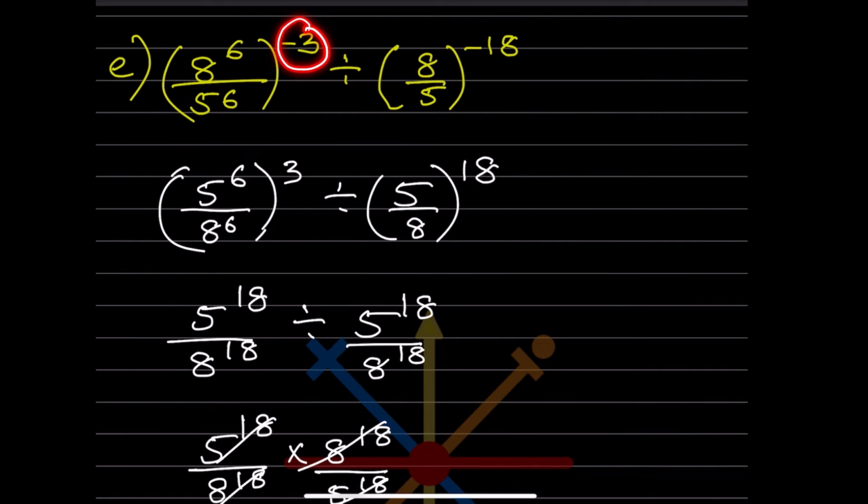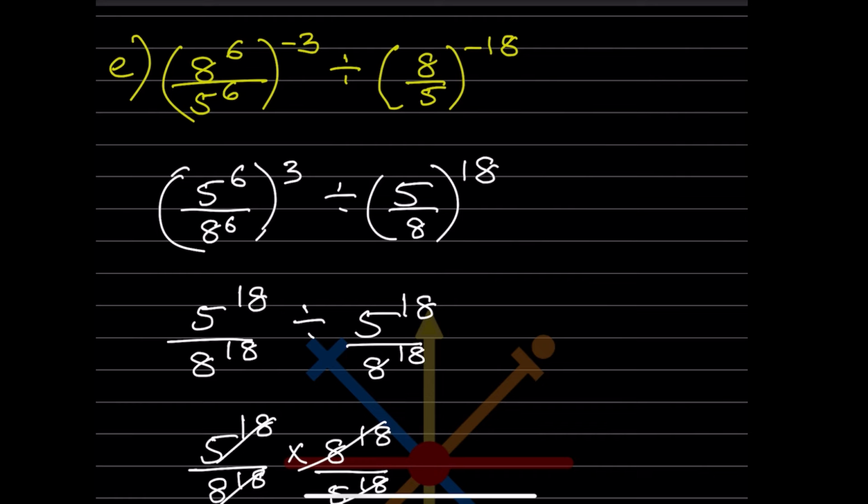This is negative. So you are going to flip over 5 by 6. This is 6 and not 56. So I'll make it more clear. So this will get flip over, that will be 5 raised to 6 divided by 8 raised to 6. And this is going to be 3. This is positive. This is the same. Again for this one, flip over, that will be 5 by 8 raised to 18.